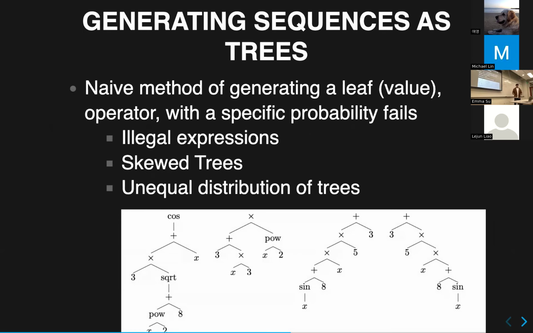With a naive method, like let's just randomly generate a series of nodes and randomly generate which operators, we'll get a very unequal distribution of trees. So you might get trees that are super deep or trees that are super skewed to one side, depending on your generation scheme. So we need an algorithm that's really good at finding all trees with an equal distribution, right?